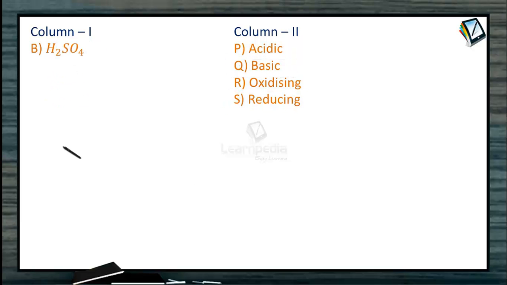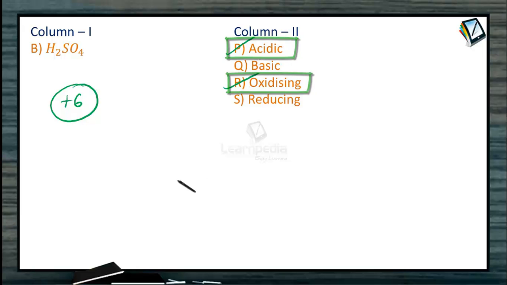Then for sulfuric acid, as this is a protonic acid, it matches acidic, and it is not a base. And in sulfuric acid, the sulfur is in the +6 oxidation state, which is the highest for the element sulfur. So as sulfur is in its highest oxidation state, this compound is oxidizing in nature. So the correct matching is both P and R.